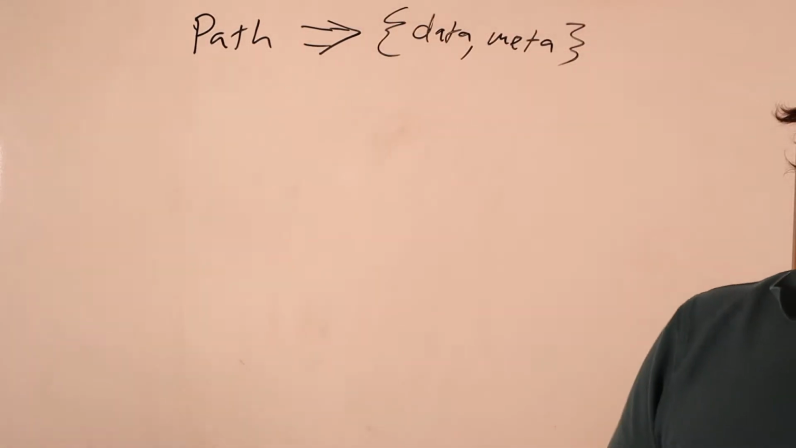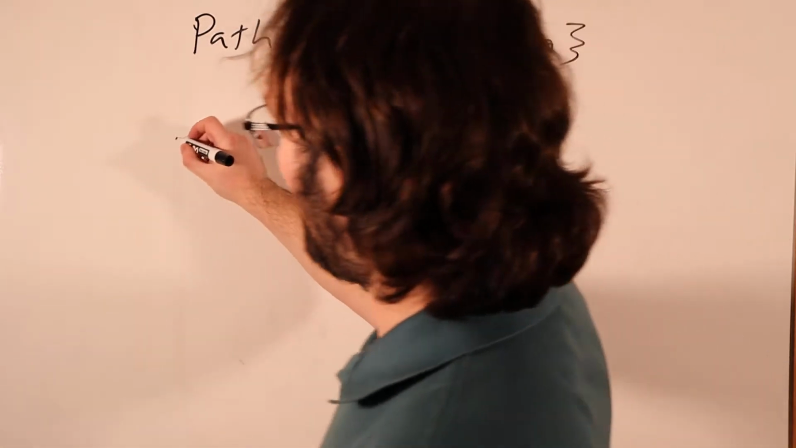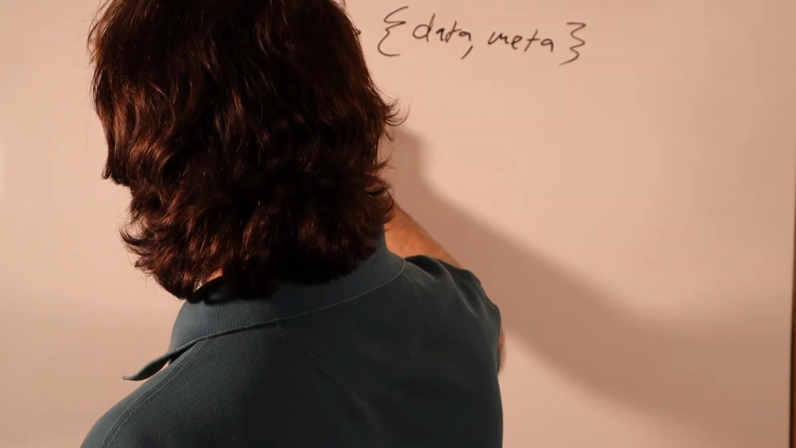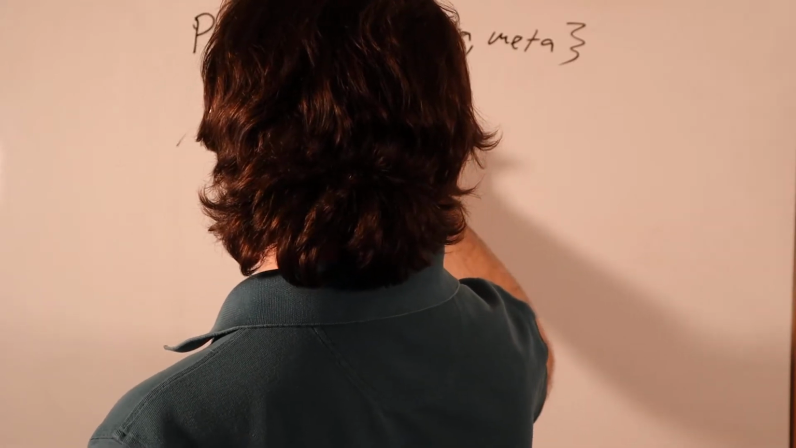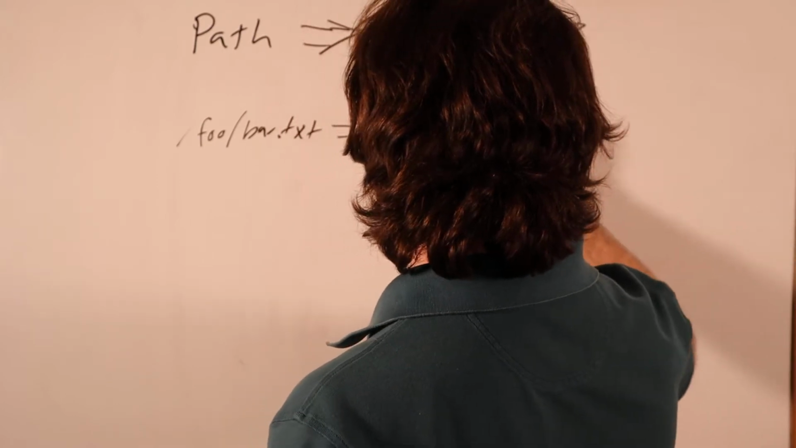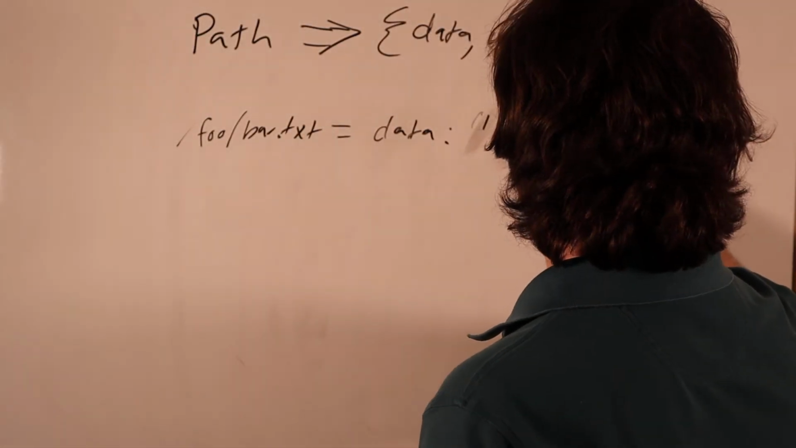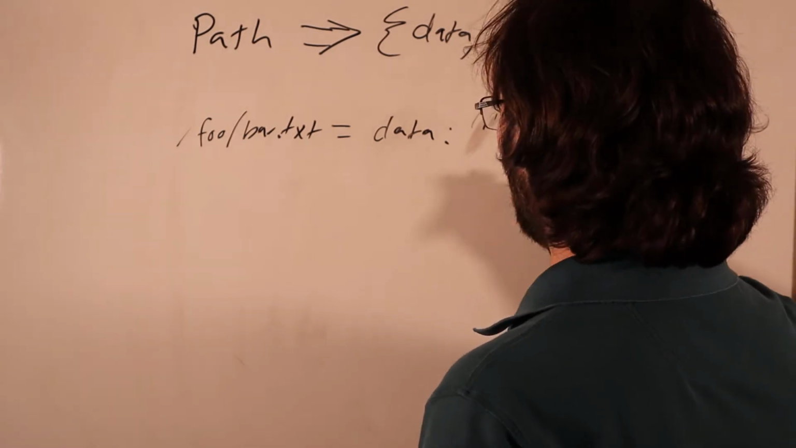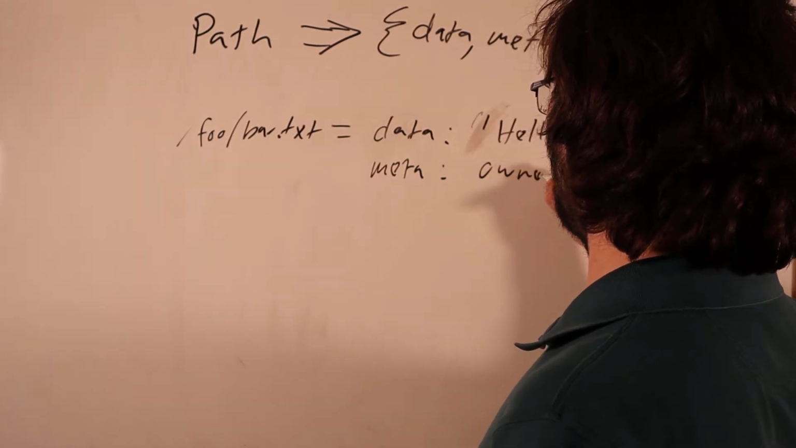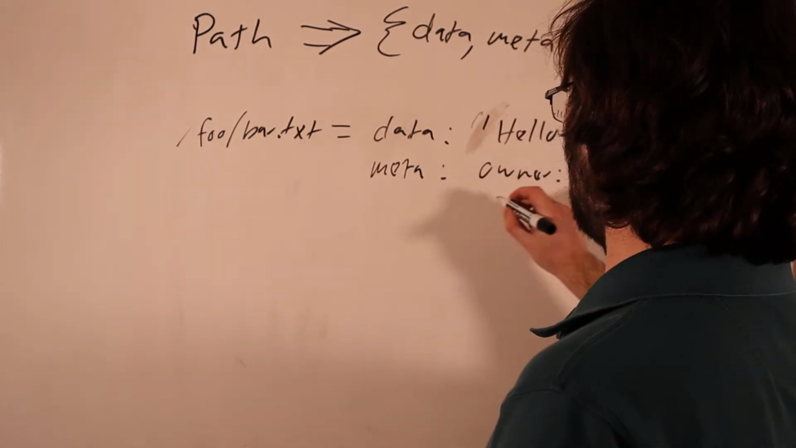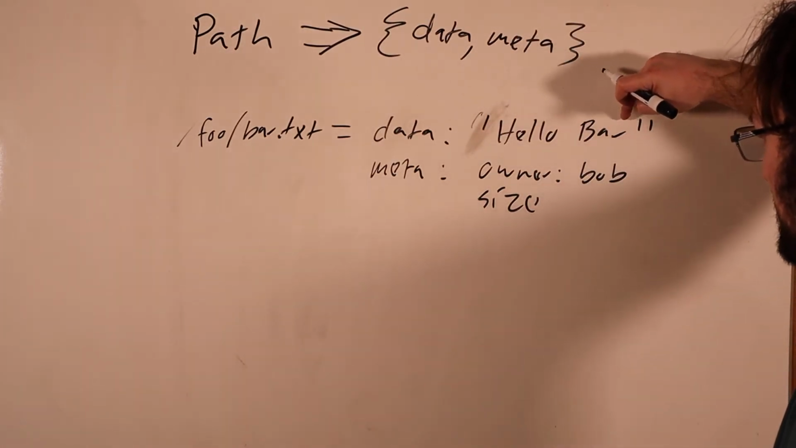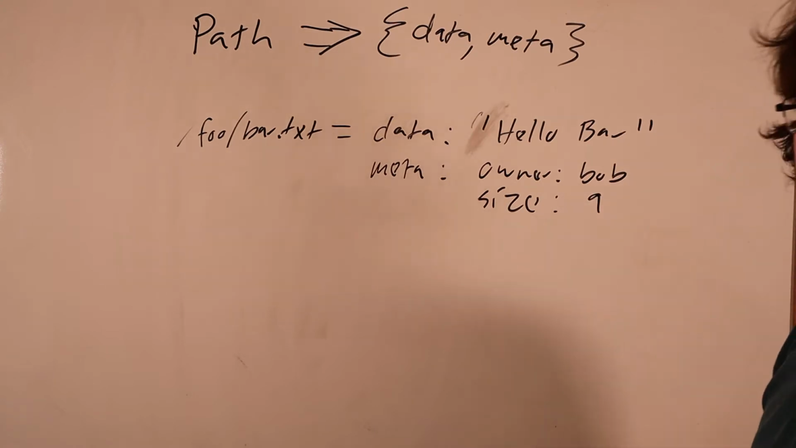For example, we could decide that we want to map the path foo/bar.txt to the data, the string "hello bar", and the metadata: owner Bob, size 123456789 bytes, etc.